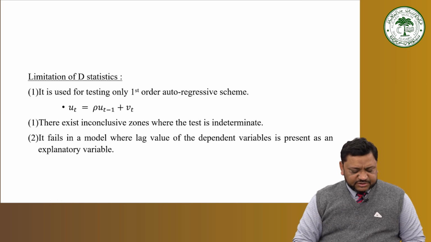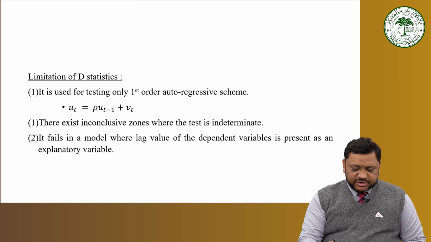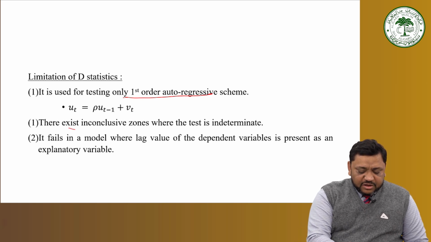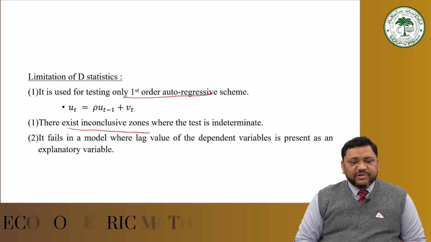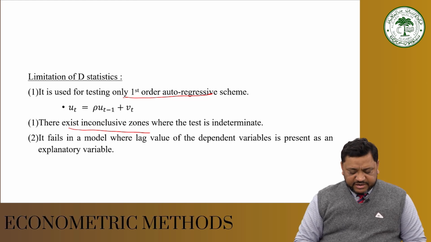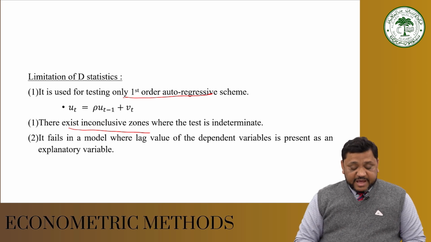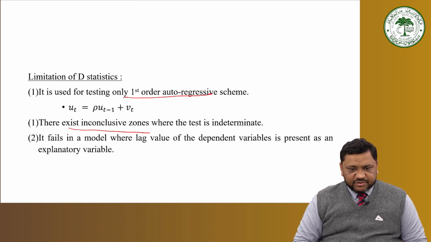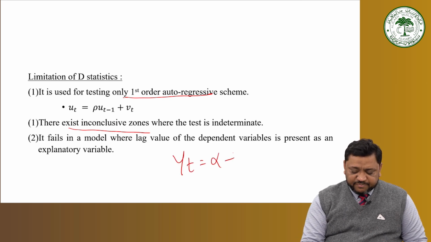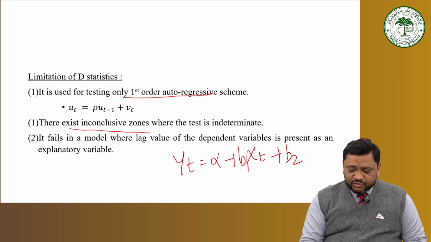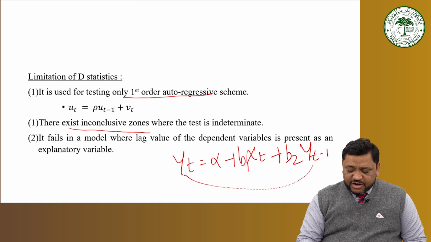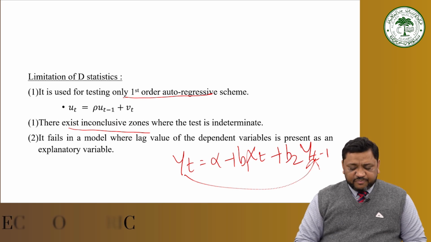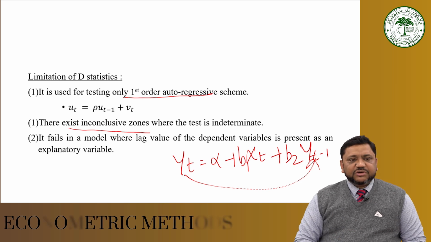Although we have used the Durbin-Watson statistic, we should be careful. First, it can be used only for a first order autoregressive scheme. Second, there are inconclusive zones wherein we will not be able to say whether there is a positive or a negative serial correlation or not. Another demerit is if a lagged value of the dependent variable is present as an explanatory variable, that is, if you have yt is equal to alpha plus beta 1 xt plus beta 2 yt minus 1. Now the dependent variable is present as an independent explanatory variable in lagged format. In this case, we will not be able to use the Durbin-Watson statistic.